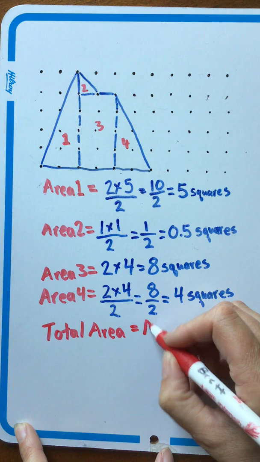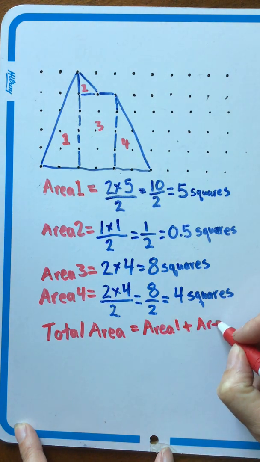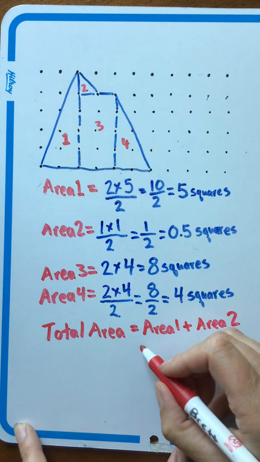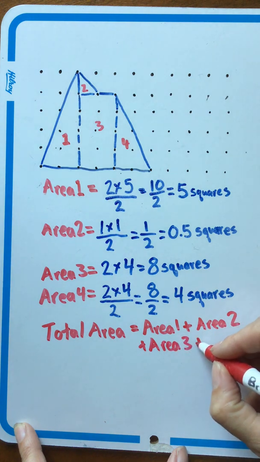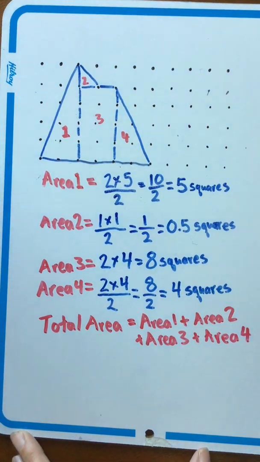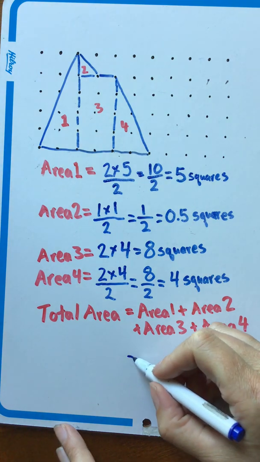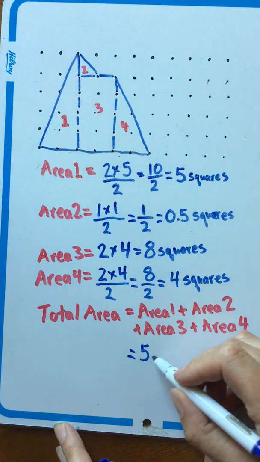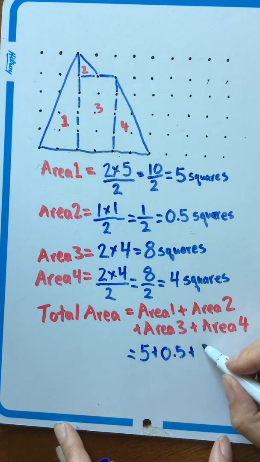Okay, so now we know the area of each of those different segments, but the total area is going to be equal to area 1 plus area 2 plus area 3 plus area 4, right? So we have to add them all up to figure out what the total area is. So we've got 5 plus 0.5 plus 8 plus 4.